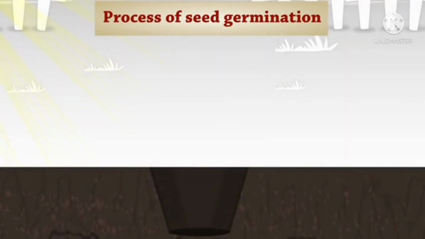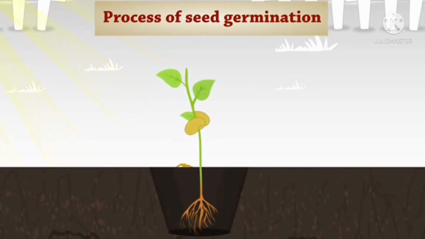There are two types of germination, hypogeal and epigeal germination. Epigeal germination is a type of germination in which the cotyledons come out of the soil. It is generally found in dicotyledons like castor, cotton, etc.